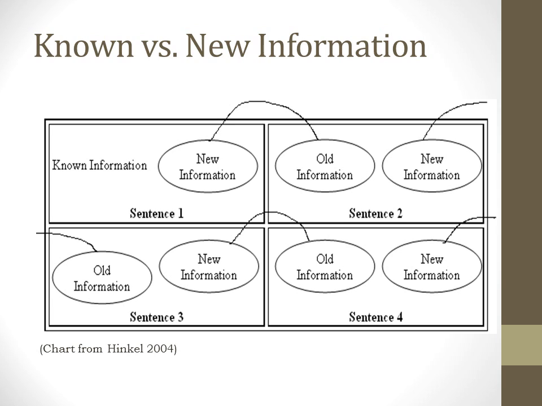This chart is from the research of Henkel from 2004, where, as you can see at the beginning, we start with known information in sentence 1, and at the end of sentence 1, we introduce a new piece of information. That new piece of information then becomes old, which we can transition to in the second sentence. As we go on, we continue to add new information at the end of each sentence, which then can be referred back to in the next sentence as old information, and so on, like a chain.